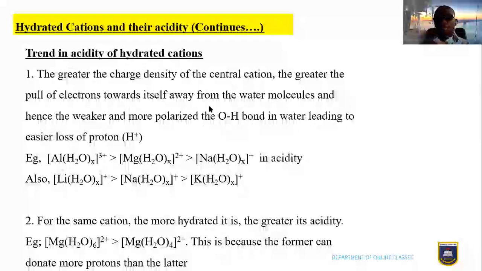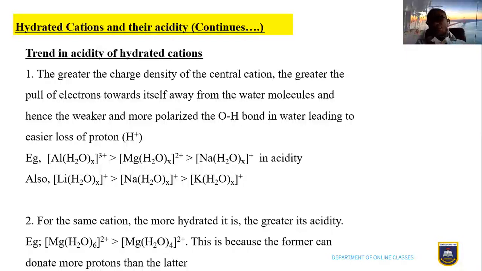Strength in acidity of hydrated cations is where we got to the last time, and I explained these concepts. How do we determine which hydrated cation is more acidic than the other? There are two ways of determining it.